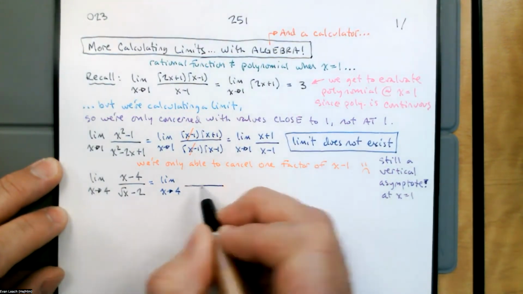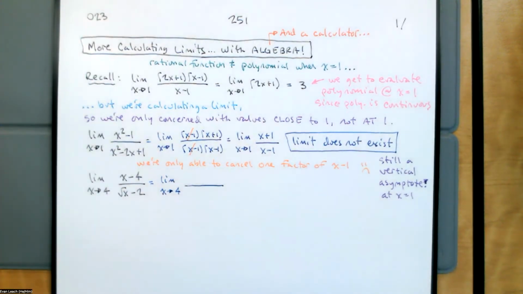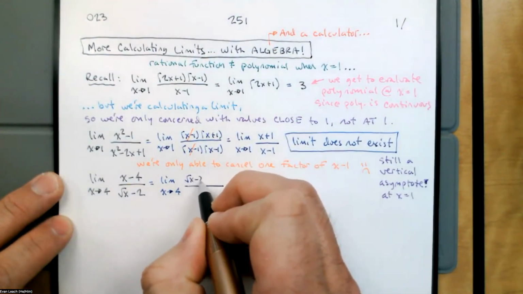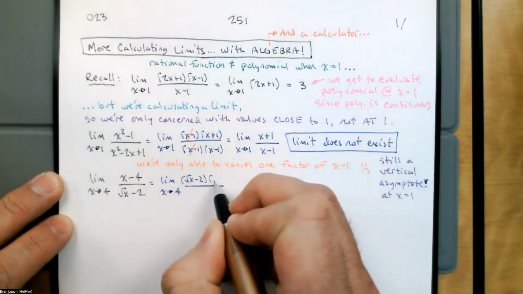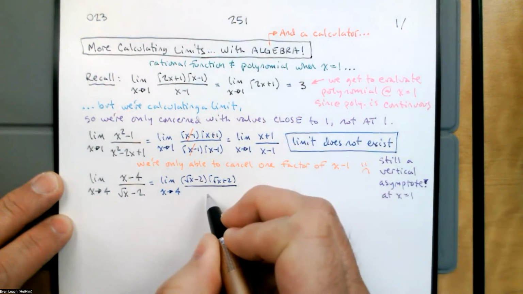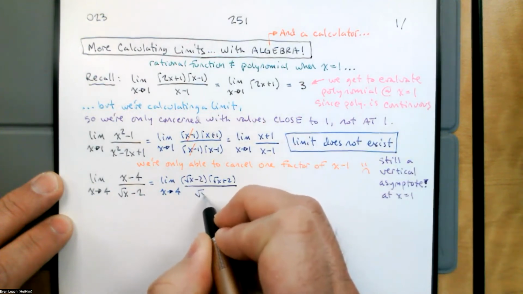The numerator we're going to factor as the difference of squares. x is the square root of x squared. Technically, it should be the absolute value of x if I'm going to play that game, but I need to get all the way off my back about that. So the numerator is going to be the square root of x minus 2 times the square root of x plus 2. And the denominator is going to stay square root of x minus 2.